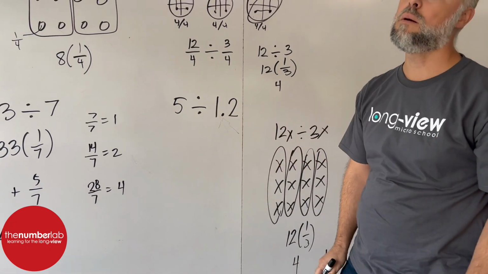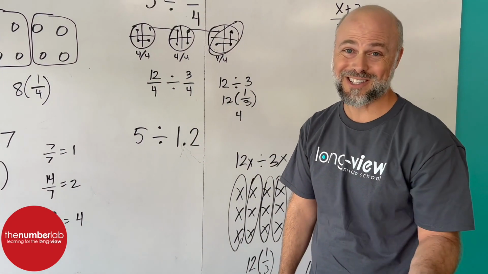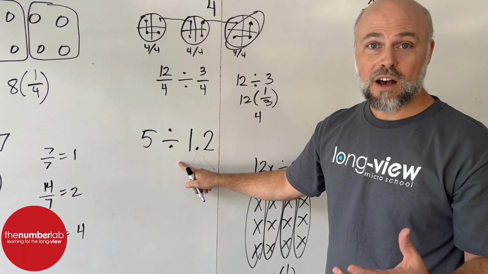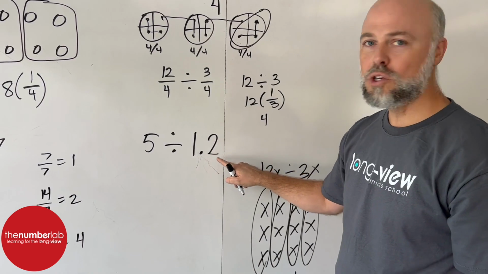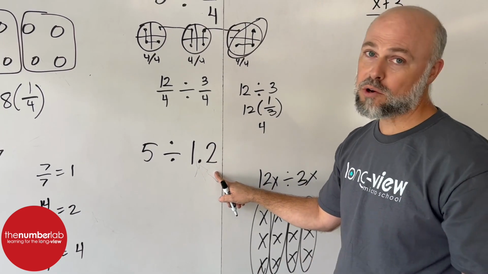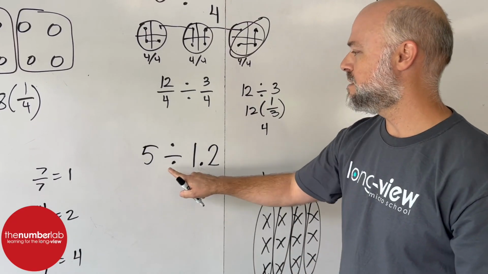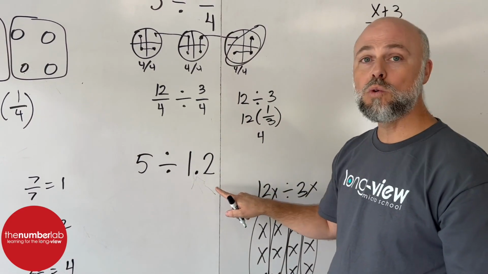5. I'm going to start by reading it. You're going to start by reading it. This says 5 divided into groups of 1 and 2/10. Don't throw yourself off by saying 1.2. You'll lose its value. 5 divided into groups of 1 and 2/10.